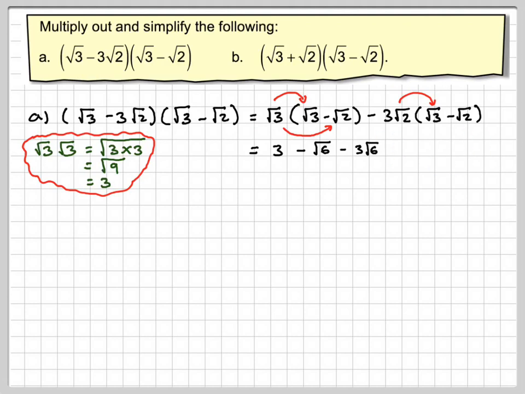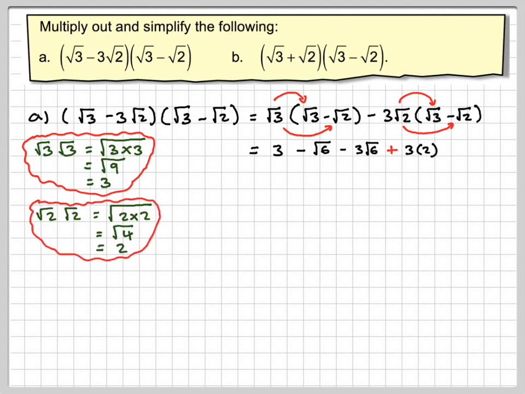And then we've got a minus times a minus, which is a plus, and then we've got 3 root 2 times minus root 2, which is 3 times 2, the same idea. Root 2 times root 2 is equal to the square root of 2 times 2, which is the square root of 4, which is equal to 2.